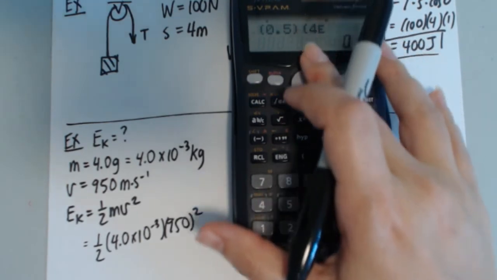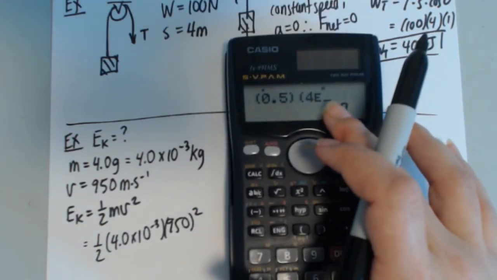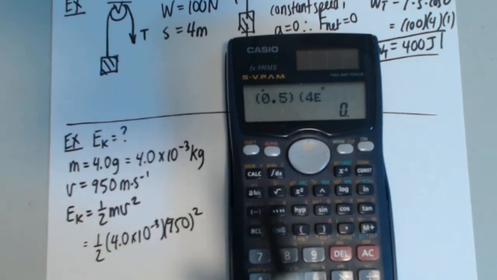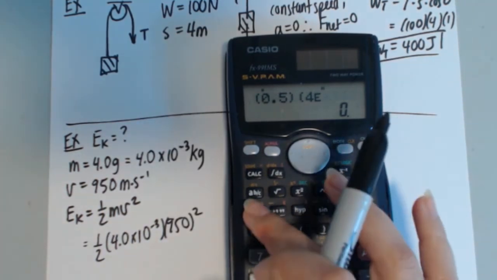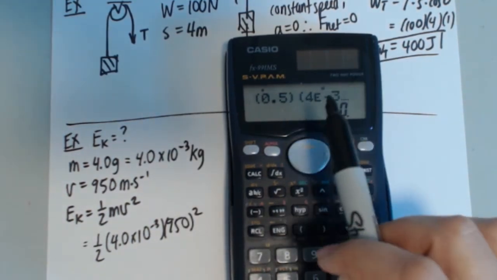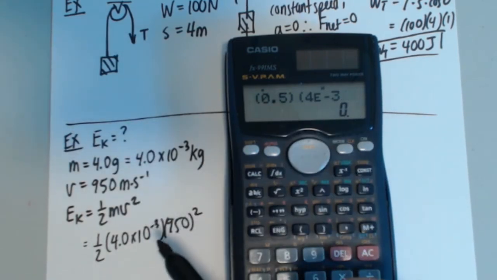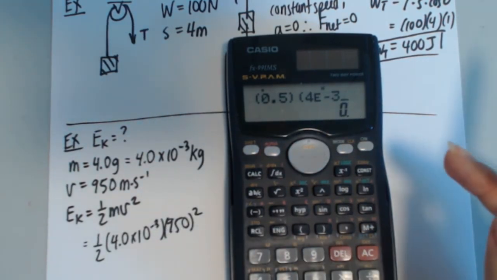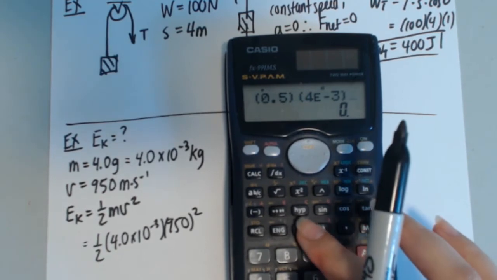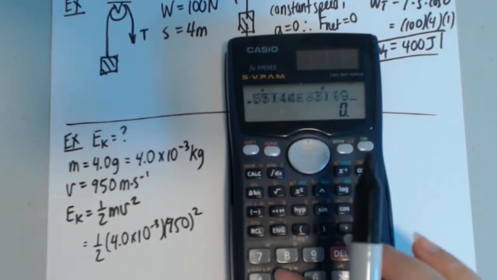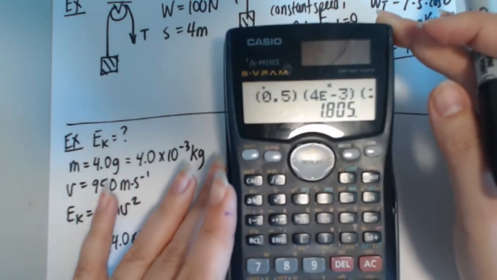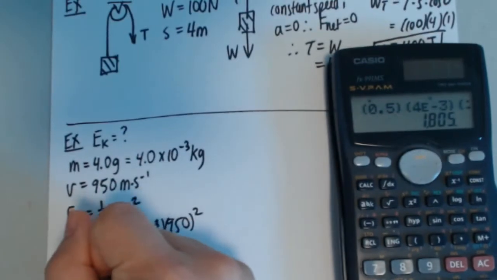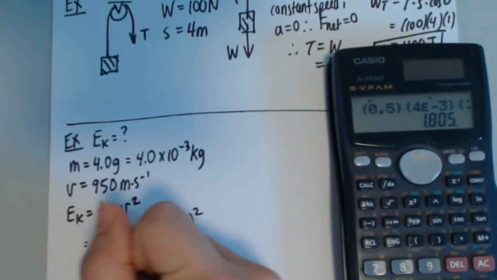So if I press EXP, notice that the letter E comes up. And what I do is, after the letter E, whatever exponent I have here on the 10, I stick that after the E. So because the exponent here is -3, I put -3. So 4E minus 3 means 4 times 10 to the minus 3. Okay? So there's that number. So 4E minus 3 times 950 squared. What is that? That's 1805 joules.